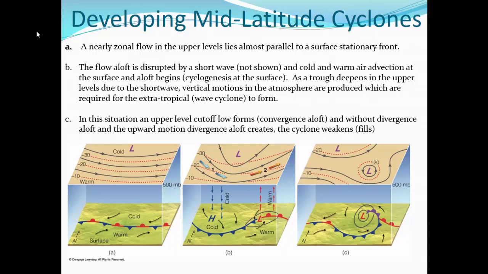If you move back to B, I want you to notice that the upper level low and the surface low are not vertically stacked. The upper level low, the actual purple L, is to the north and west of the surface cell. It's when this upper level low gets directly above the surface low that it causes it to weaken and fill in.